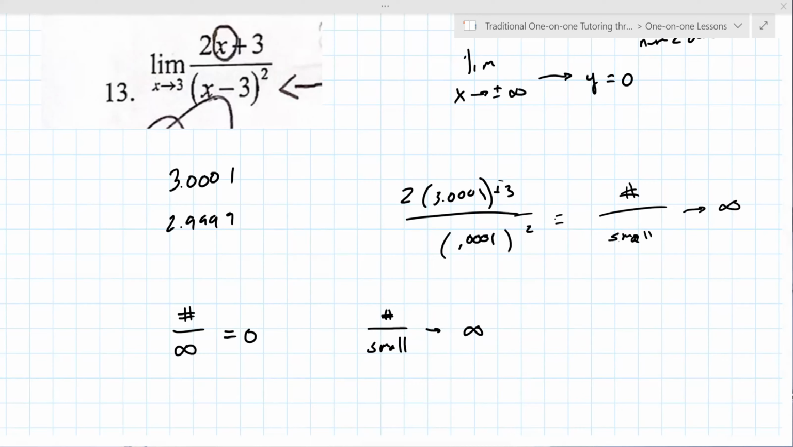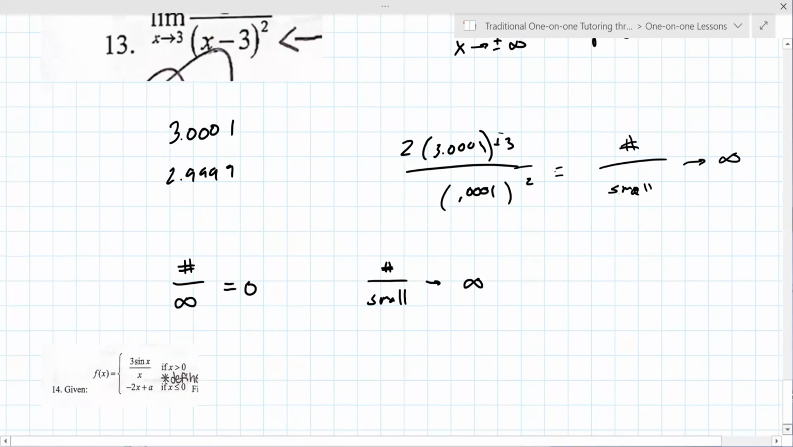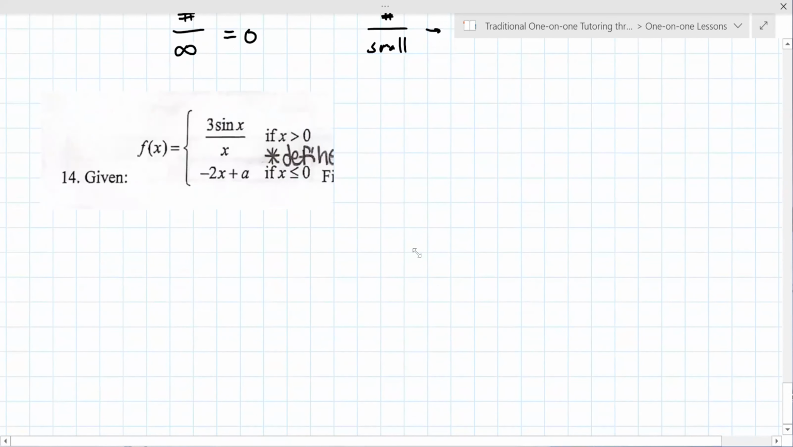Okay, should we go through 14? Yeah, I have no idea what I was doing here. Okay, find the value of a such that the function is continuous. So they tell you the breakpoint. The breakpoint is at 0, or the division line.